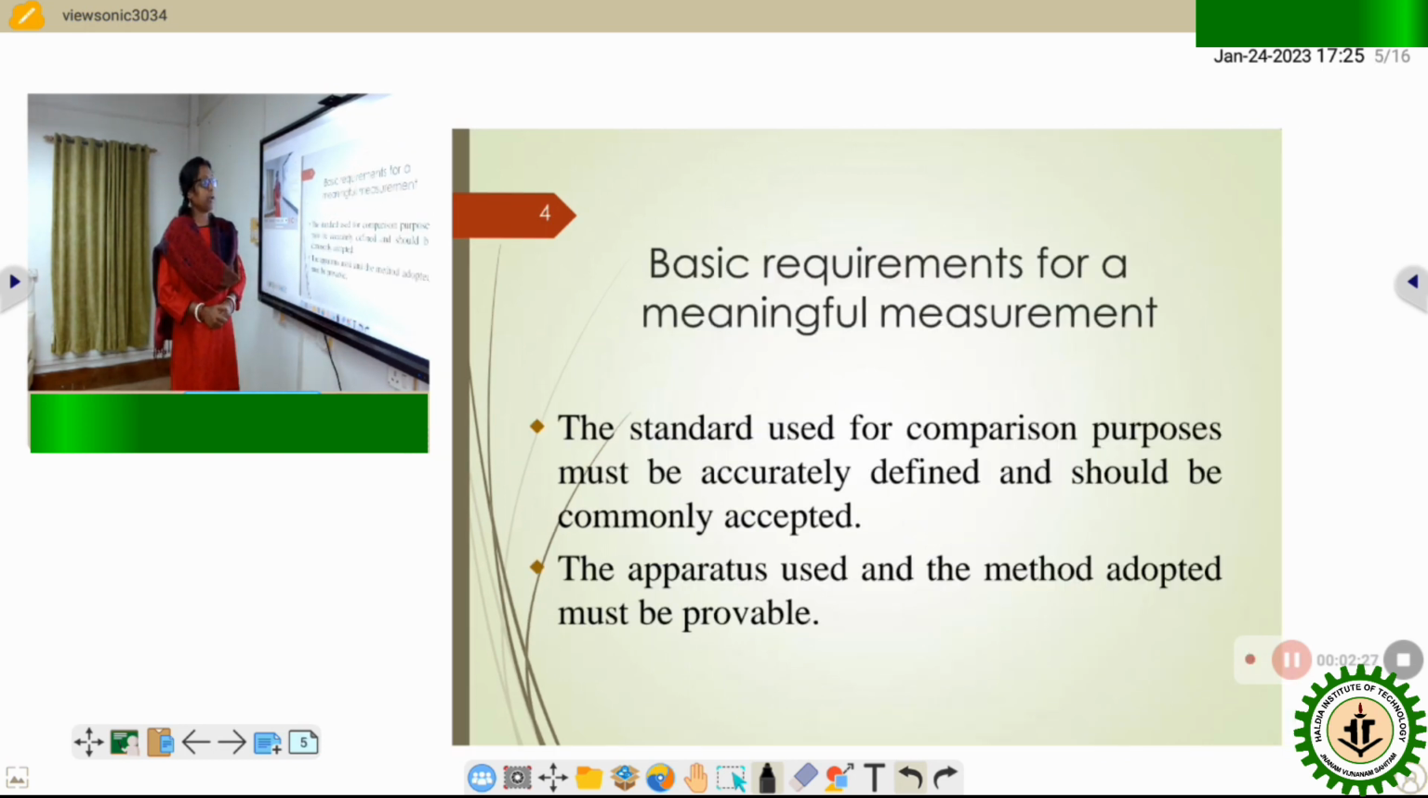The basic requirements for a meaningful measurement are: the standard used for comparison purposes must be accurately defined and should be commonly accepted. The apparatus used and the method adopted must be provable. Whatever methods we are going to apply, those methods along with the apparatus will be discussed here.